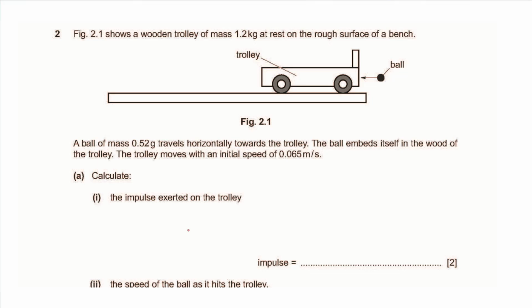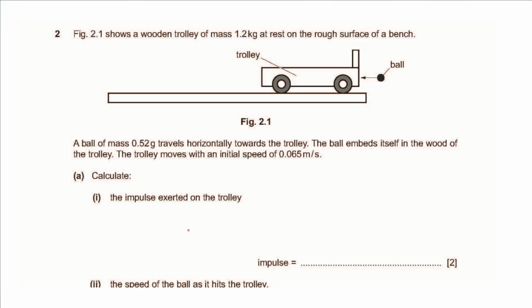Question 2 says figure 2.1 shows a wooden trolley of mass 1.2 kilograms at rest on a rough surface of a bench. A ball of mass 0.52 grams travels horizontally towards the trolley. The ball embeds itself in the wood of the trolley. The trolley moves with an initial speed of 0.065 meters per second. So this is also the speed of the ball.